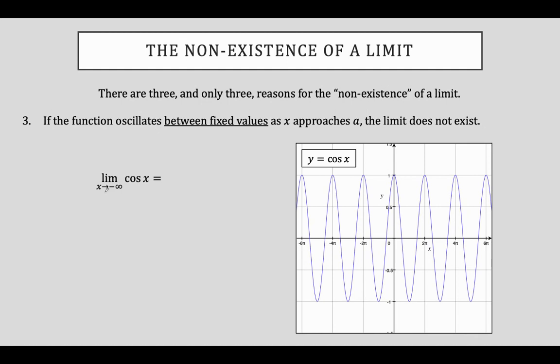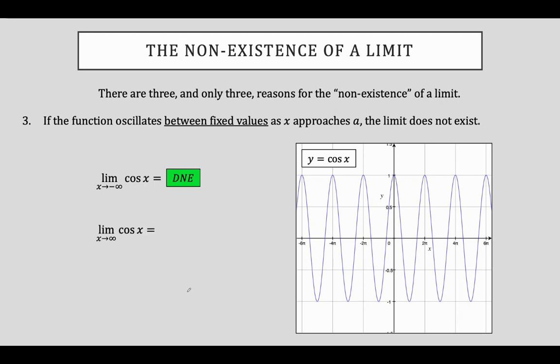Now, if I asked you to evaluate the limit as x approaches -infinity of cosine of x, right? This is saying what happens to the y values as x goes to -infinity. Well, what is this graph going to do as it goes to the left? The function values are going to continue to oscillate between -1 and +1. And because our y values do not approach a single numerical value, we simply put DNE. The limit does not exist.